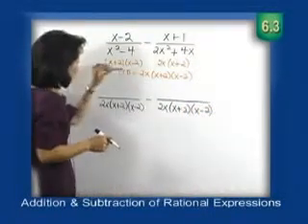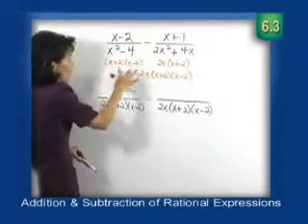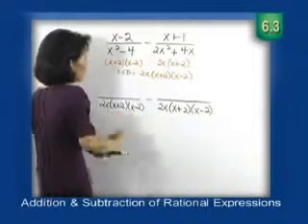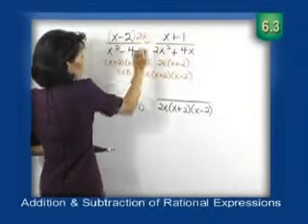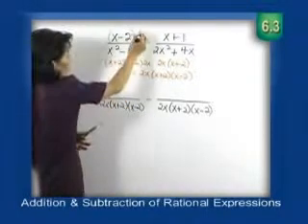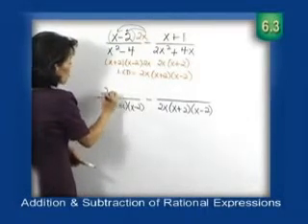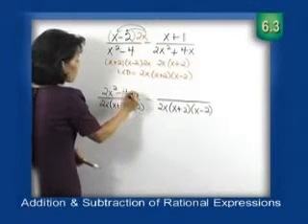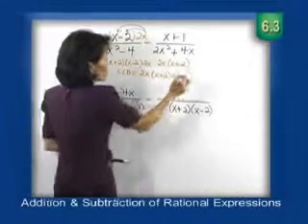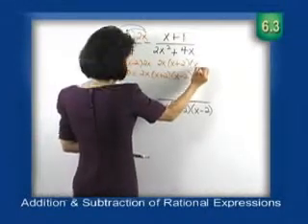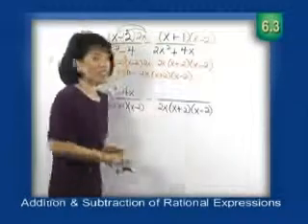So here we go. LCD is this, which we rewrote. What's missing in the first denominator is simply the 2x. So I'm going to multiply the numerator also by 2x. When I do, I'm going to save myself some space and distribute to get 2x squared minus 4x. Doing the same thing with my second fraction, I compare denominators. What's missing is a factor of x minus 2. So we're going to multiply the numerator also by x minus 2.